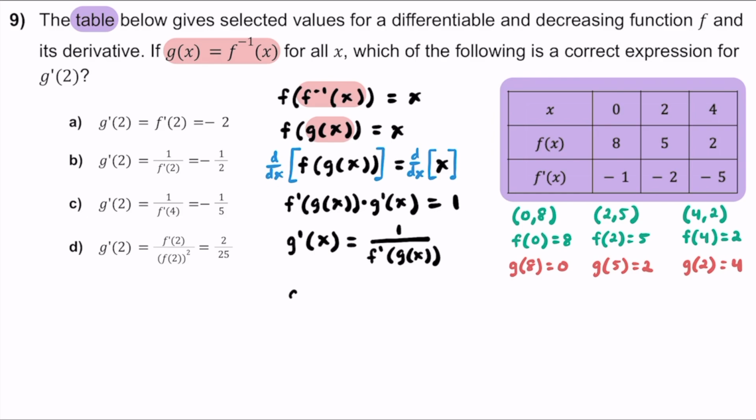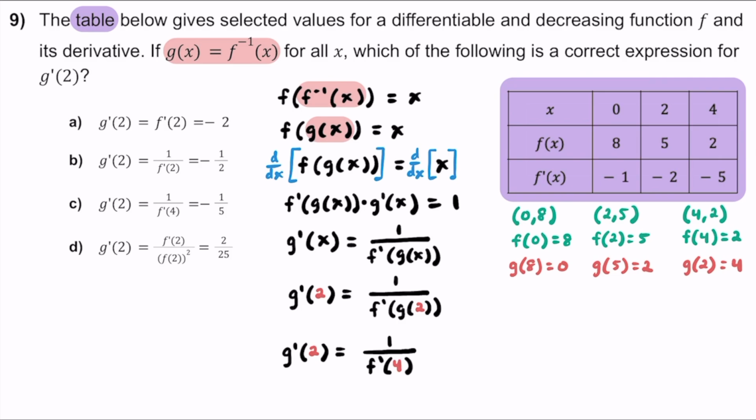So substituting in, I'm going to say g prime of 2 is going to be equal to 1 over f prime of g of 2. So let's plug that in as well. Now, we know that g of 2 is equal to 4. We can simplify this and say that g prime of 2 is going to be 1 over f prime of 4.